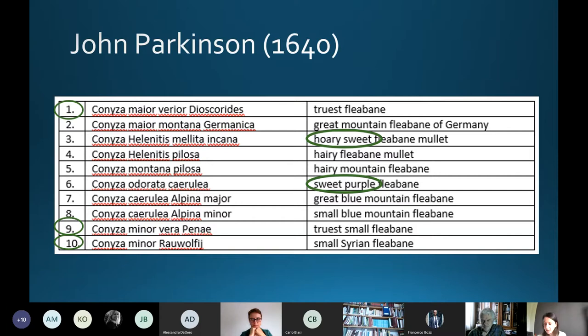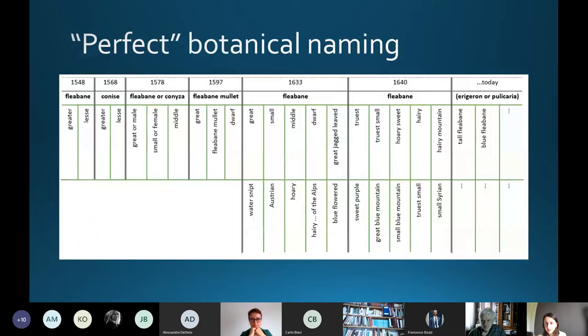So now, since my time is almost over, I will skip John Ray and jump back to my initial question, drawing towards a conclusion. So this is the chronology of the names attributed to fleabane, coniza, and varieties I have found in my sources. And the example of coniza, I think, shows various aspects connected with the idea of perfect or correct naming in the vegetal world.